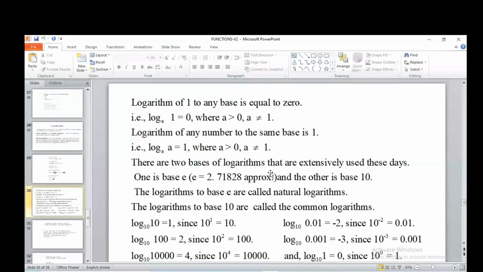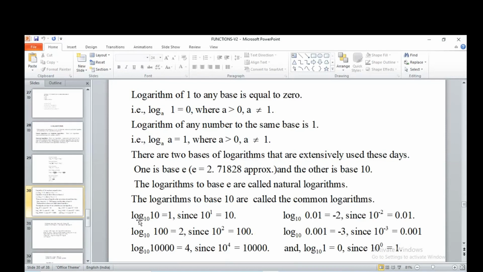Then there are two bases of logarithm exclusively used these days. One base is e and the other base is 10. The logarithms to base e are called natural logarithms. The logarithms to base 10 are called common logarithms. So log 10 base 10 is equal to 1 since 10 power 1 is equal to 10. For decimals, log base 10 of 0.01 is equal to minus 2 since 10 power minus 2 is nothing but 0.01.